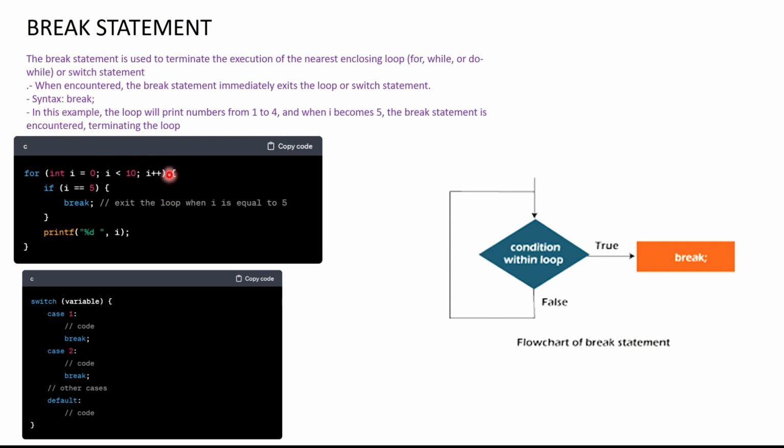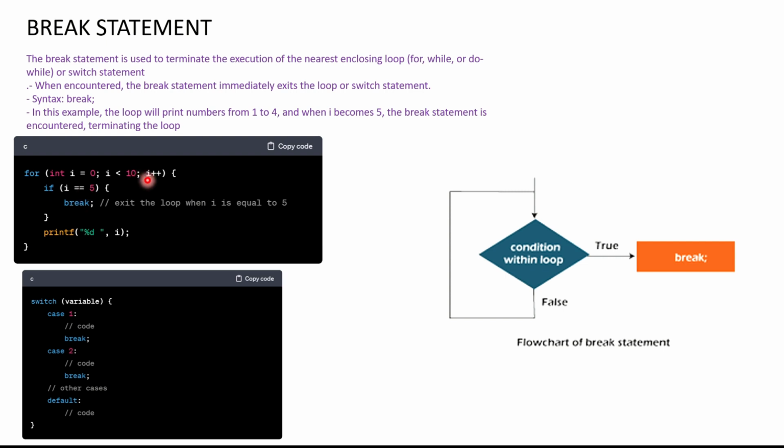So let's take an example of how the break statement works. Here you can see we are using a for loop. Inside the for loop, as usual, we have initialized the value, given a condition, and then we're going to increment it. Inside the for loop, there's an if condition, which is if i equal to 5, it's going to break. Whenever the break statement is encountered, it's going to terminate the execution of that enclosing loop.